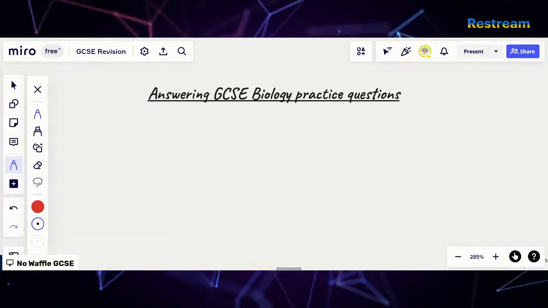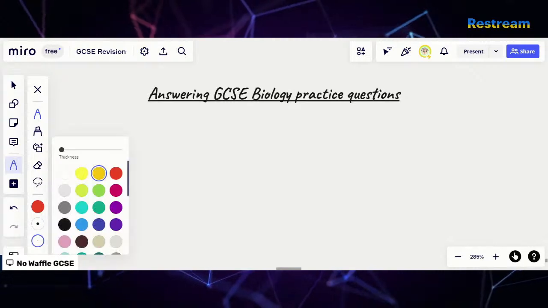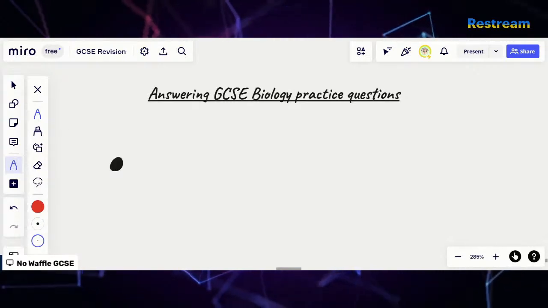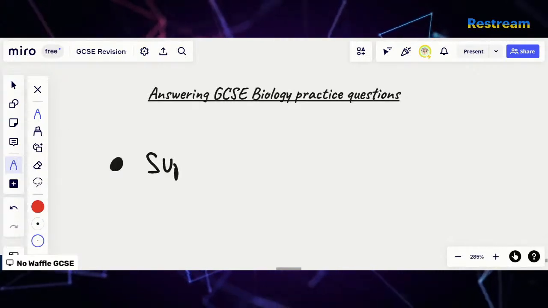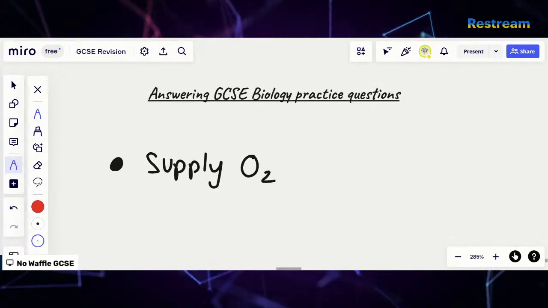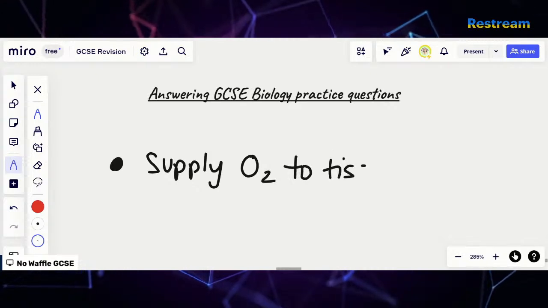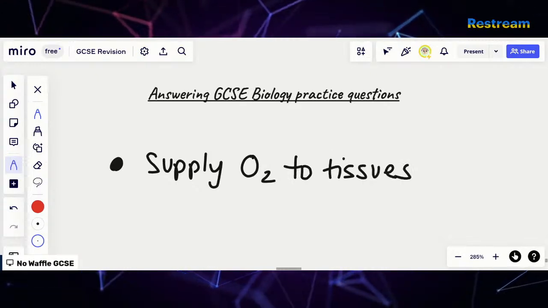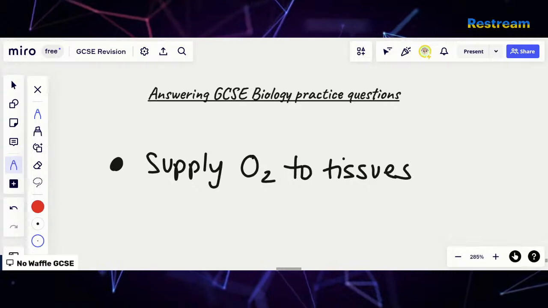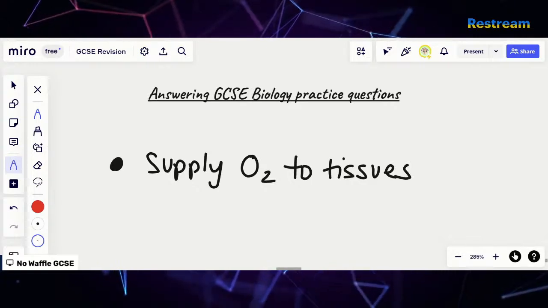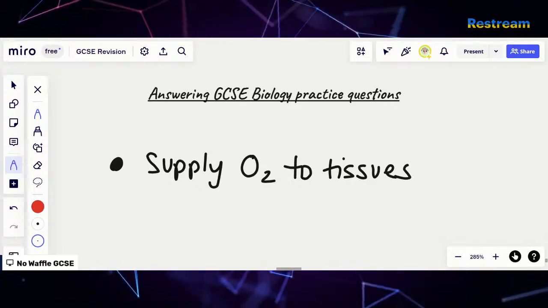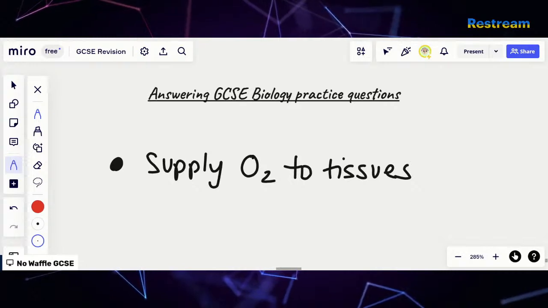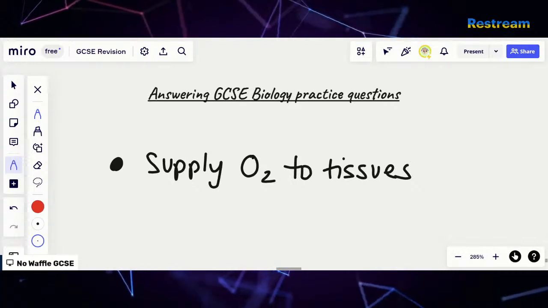So how is a human circulatory system adapted to, first of all, supply oxygen to tissues? Let's handle this one thing at a time. So supplying oxygen to tissues, how is this done? Firstly, you need to say the double circulatory system allows high blood pressure and a greater flow of blood to get oxygen to tissues.